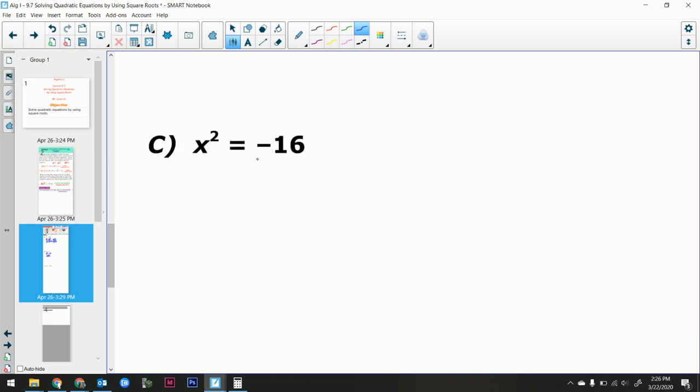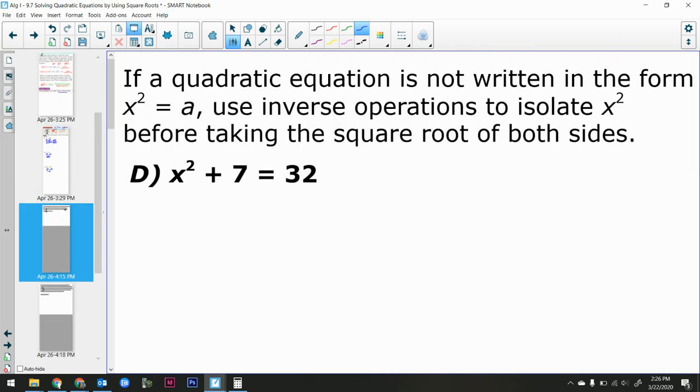Okay. Now, what happens when there's a negative on the other side? When there's a negative on the other side and we go to square root of a negative, weird things happen. We actually don't fully comprehend this until we get to Algebra 2. But what happens is that there's actually no solutions here. Whenever you square root a negative number, there are no solutions. There's nothing that you could put in there to make this equation true. Okay, all right, let's keep it moving.